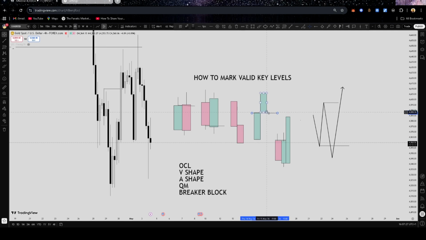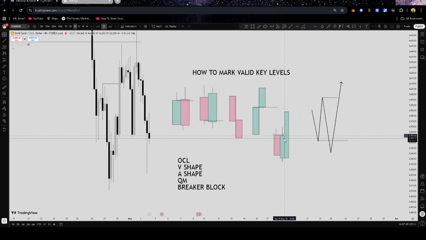If you have an OCL, for it to be valid, if you're going to the lower time frame, you need to see a breakout block, a V-shape or an A-shape key level. You need to refine into those key levels to make it a high probability or a valid key level.